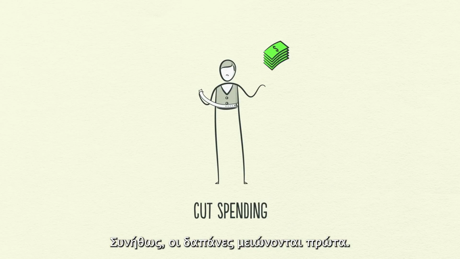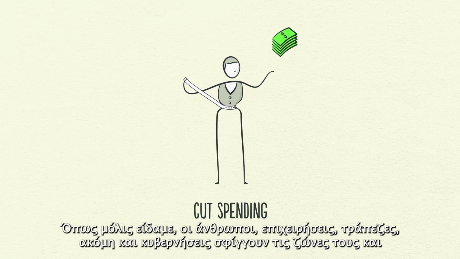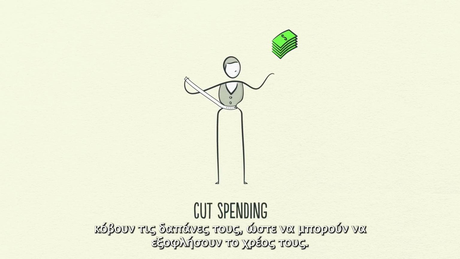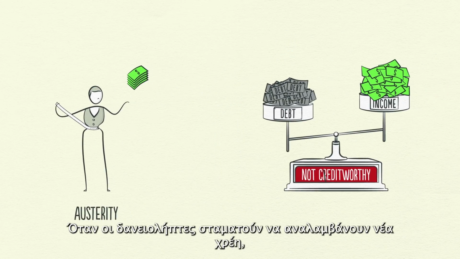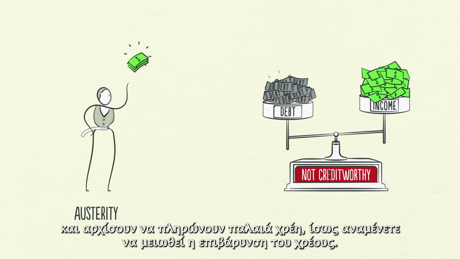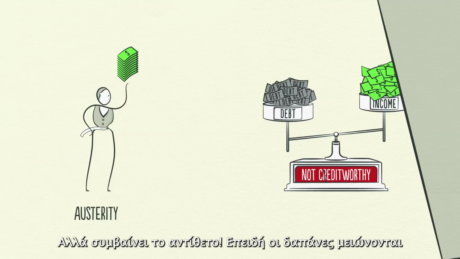Usually, spending is cut first. As we just saw, people, businesses, and even governments tighten their belts and cut their spending so that they can pay down their debt. This is often referred to as austerity. When borrowers stop taking on new debts and start paying down old debts, you might expect the debt burden to decrease. But the opposite happens.